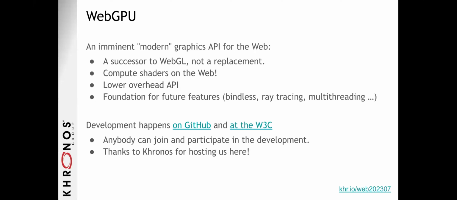Lower overhead, compute shaders, things like that. Development is happening on GitHub and at the W3C. Anyone can join and participate. The barrier to entry is really low. We like it that way. We've gotten a lot of great feedback that way and we're happy to continue doing that. And we're super thankful for Khronos for hosting us here to give this little intro. Next slide.